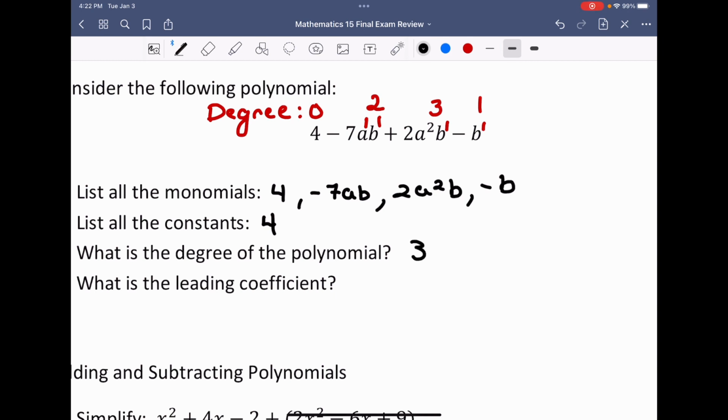What is the leading coefficient? Well, the leading coefficient is the one that's attached to the term that determines the degree of the whole polynomial. So when we scan this and realize that this is our highest degree, or it represents the degree of the polynomial, whatever that coefficient number is, that's our leading coefficient. It's the one that leads, the one that determines our degree of the polynomial. So we can put 2 for the leading coefficient.